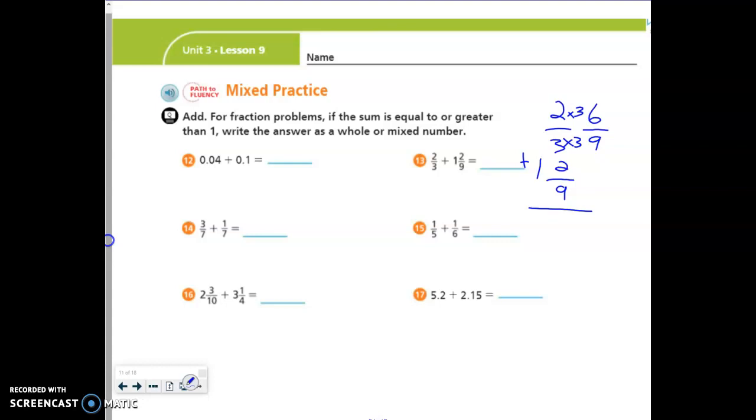Now I can add the fractional piece together. 6/9 plus 2/9 equals 8/9. 1 plus 0 is 1. No regrouping, no going over the top. So 1 8/9 should be our answer for that one. Pretty straightforward. How about question 15?